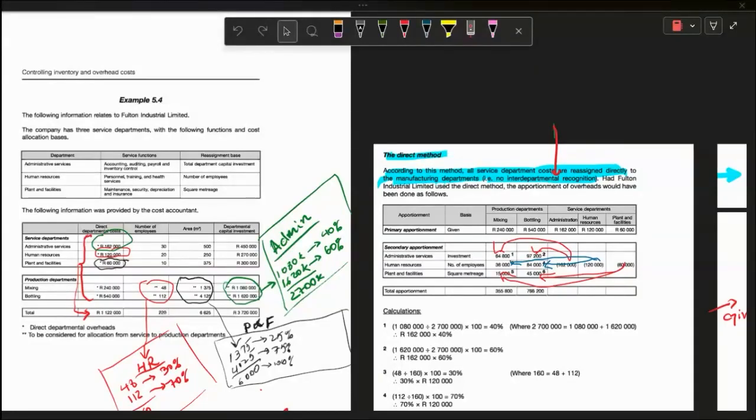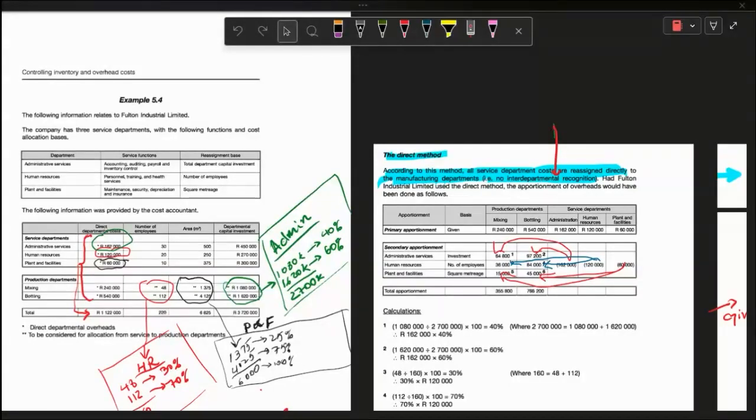What is the difference, therefore, between the direct and the step method? The direct method does not give recognition for interdepartmental services. In other words, one department can also be assisting another department. Of course, it's normal. Like we said, the human resources would be assisting all these departments. So we also need to take that into account, but not in the direct method. In the direct method, we're going to take the amount here. This is what you need to focus on. So the primary apportionment, the basis is given. You have the production departments of mixing and bottling, and you have the three service departments.